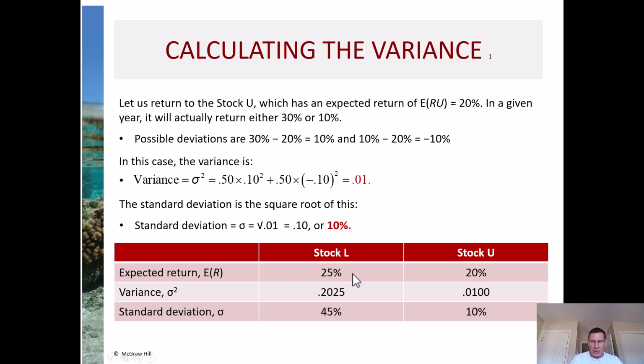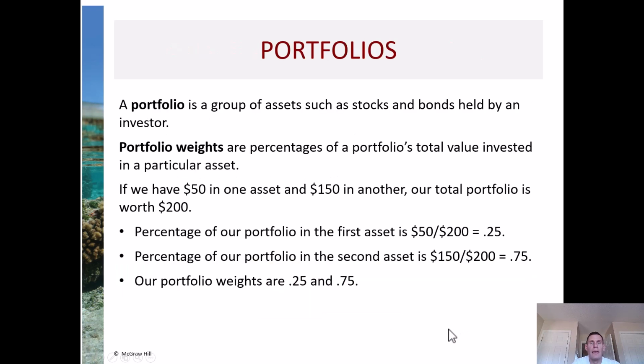And you can see below, we've got stock L and stock U. The expected return, 25% versus 20% for L and U respectively. The variance is 0.2025 for stock L, and the calculated variance for stock U is 0.01. And then, of course, the standard deviation, which is just always the square root. So 45% for stock L and 10% for stock U. So what we know here is that stock L has a lot more volatility, if you will, as that standard deviation is considerably higher for stock L than it is for stock U.